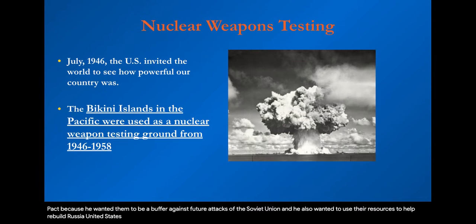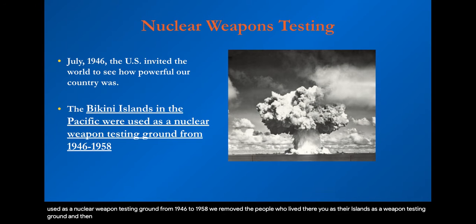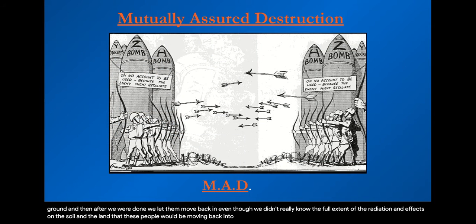The United States continued to create nuclear weapons after we used two to end World War II. The Bikini Islands in the Pacific were used as a nuclear weapon testing ground from 1946 to 1958. We removed the people who lived there, used their islands as a weapon testing ground, and then after we were done, we let them move back in, even though we didn't really know the full extent of the radiation and effects on the soil and the land that these people would be moving back into.